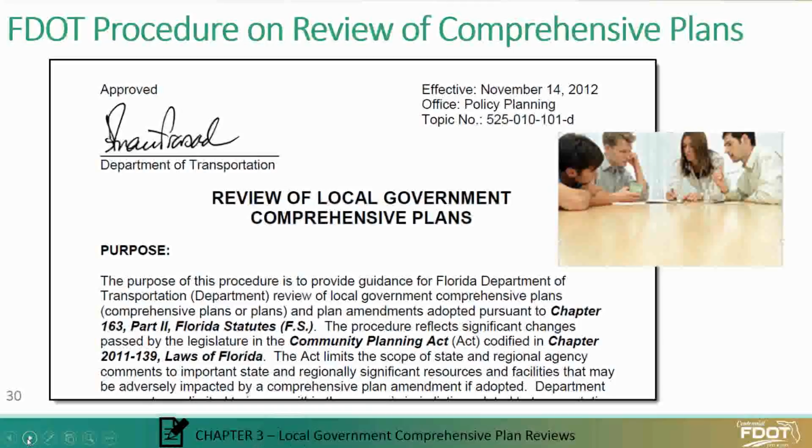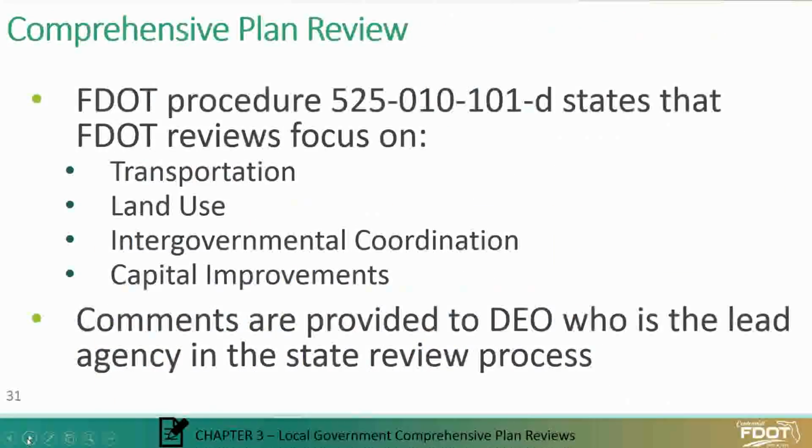FDOT has a published procedure, procedure number 525-010-101-D, that covers the review of comprehensive plans for FDOT staff. Now, this procedure identifies areas of focus for DOT comprehensive plan reviewers, as well as identifies coordination and submission procedures for DOT reviewers in regards to working with DEO on comprehensive plan amendments.